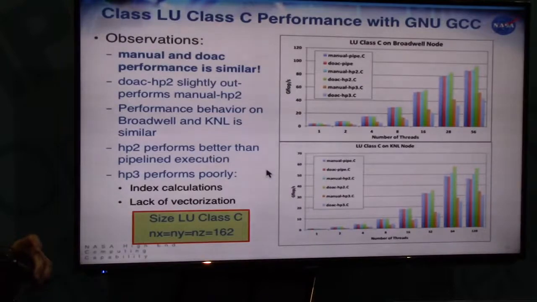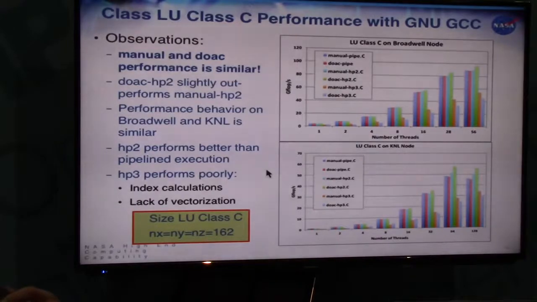Okay, here is the data. These are the performances for all 6 implementations. I hope that the nomenclature is somewhat intuitive. It's pipe, hyperplane 2, hyperplane 3, and there is a manual and a Doacross implementation for each of them. You can stare at the data and look at the colors, but to make it simpler for you, I will just summarize the most important findings that you can conclude from that.